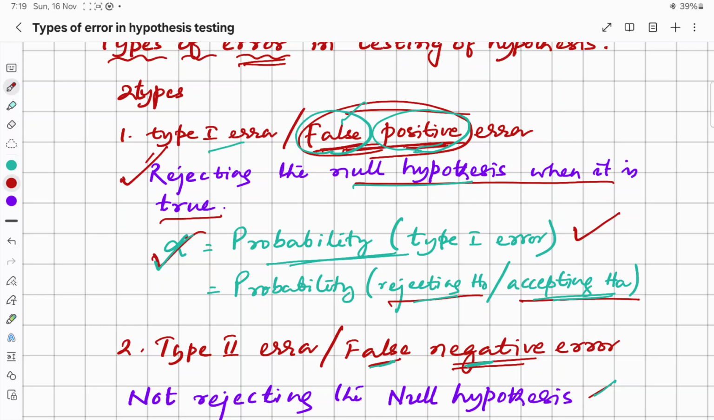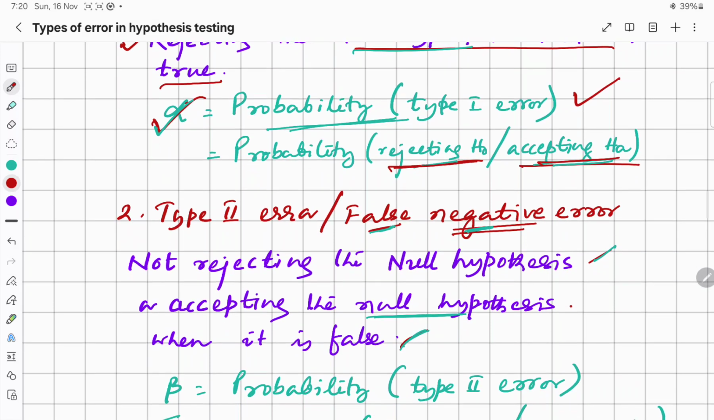Null hypothesis is true, but we are rejecting it. Null hypothesis is true, there is no difference, but we are rejecting it. We are showing some positive difference. So it is called false positive error or type 1 error. And the probability of type 1 error is called alpha, which is the level of significance. We can call alpha the probability of rejecting the null hypothesis or accepting the alternate hypothesis.